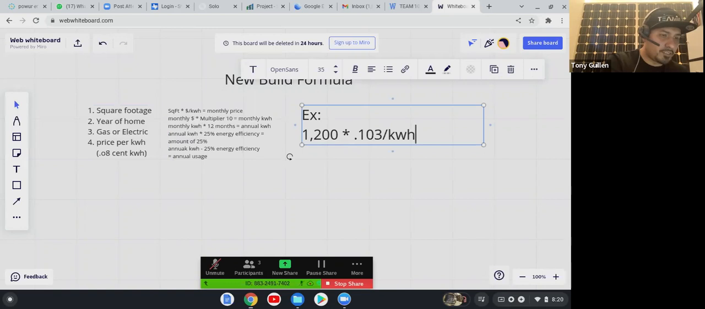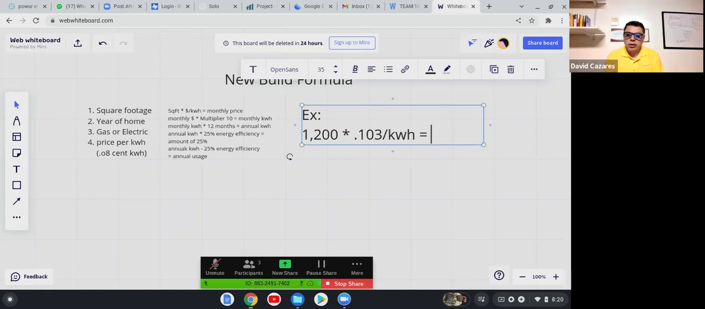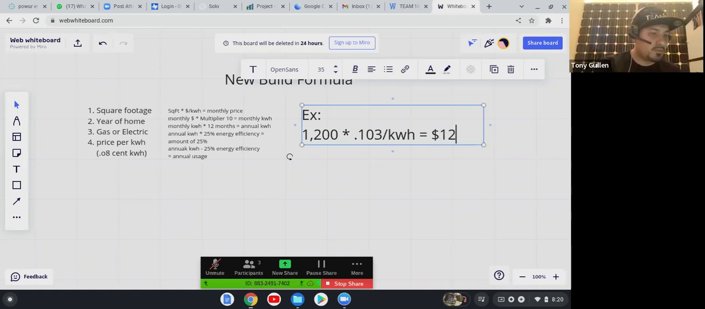Per kWh. So let's do the math. Do the math very quick for me, David. We've got 1,200 square feet, and they're going to get charged at 10.3 cents, with delivery fee and everything. What are we looking at? $123. Okay, so now we've got our monthly price.